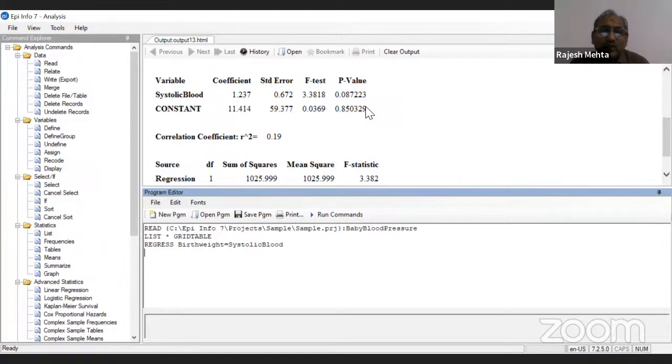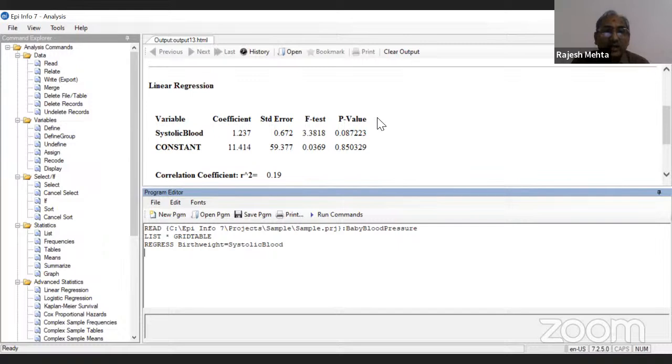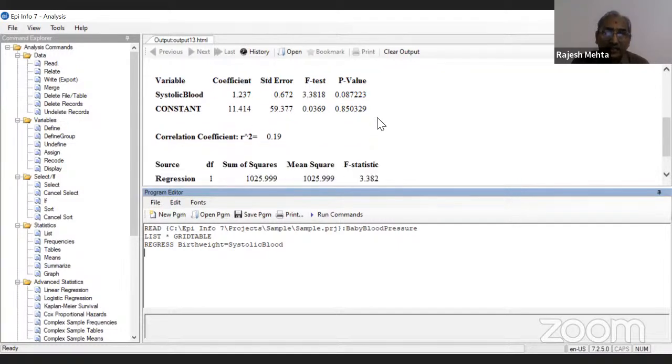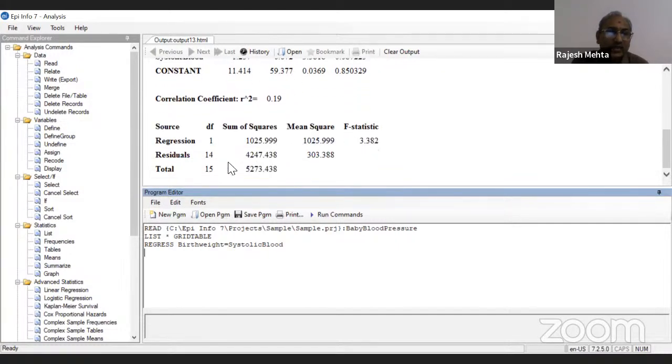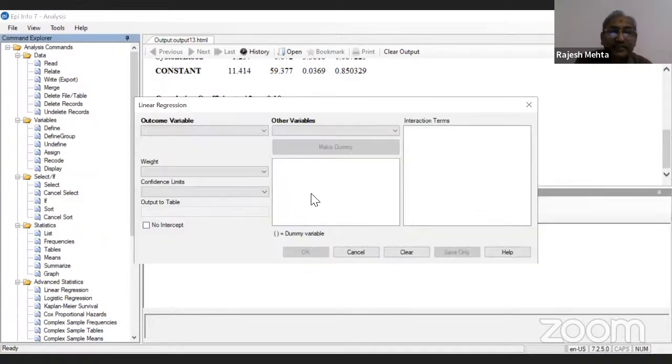So there is a likelihood, but we cannot say there is a strong correlation between the birth weight and the systolic blood pressure. So here, for the correlation, you go for linear regression. This is only what I wanted to tell you.